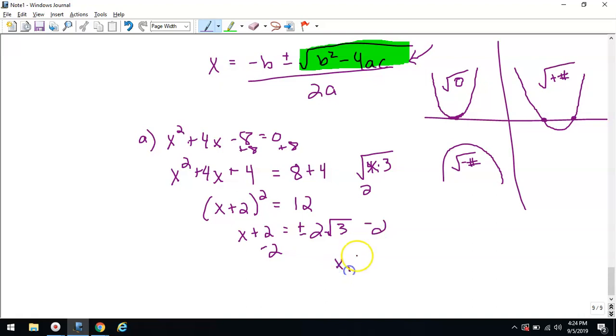So x sub 1 is equal to positive 2 root 3 minus 2. And x sub 2 is going to be negative 2 root 3 plus 2. Nope. God, you guys, my mind is going. It's still minus 2, only the plus or minus in the front changes.